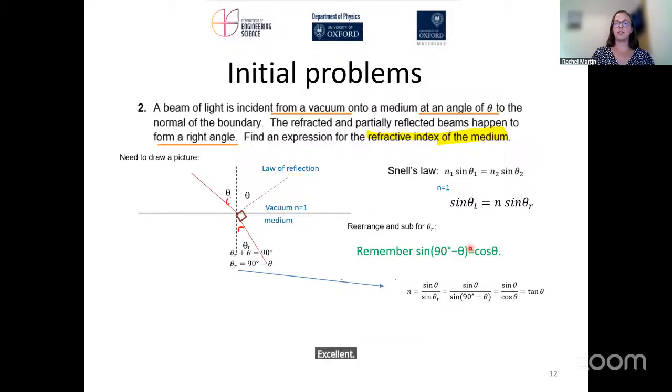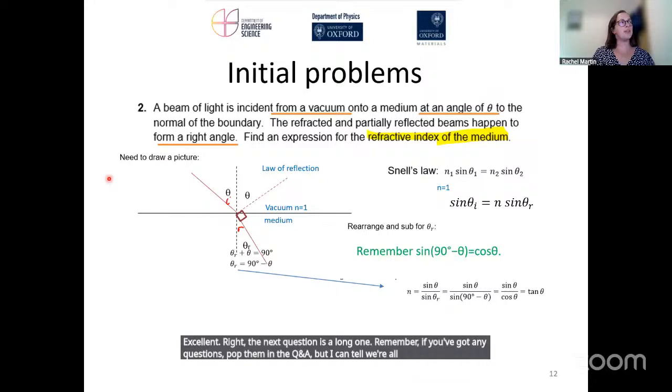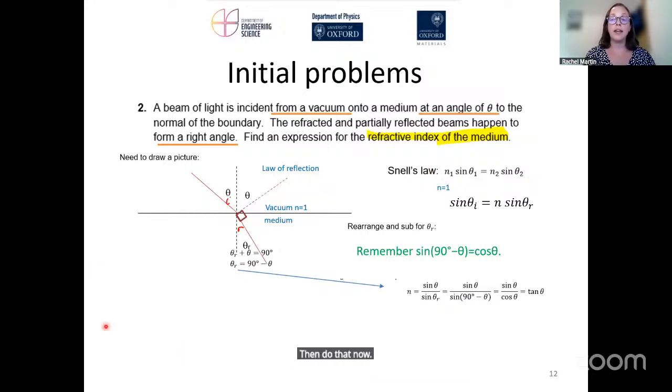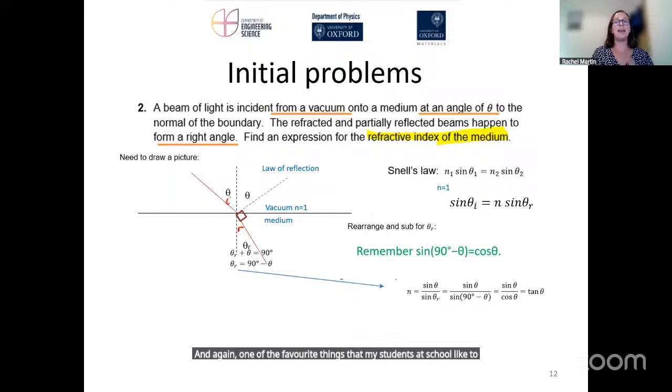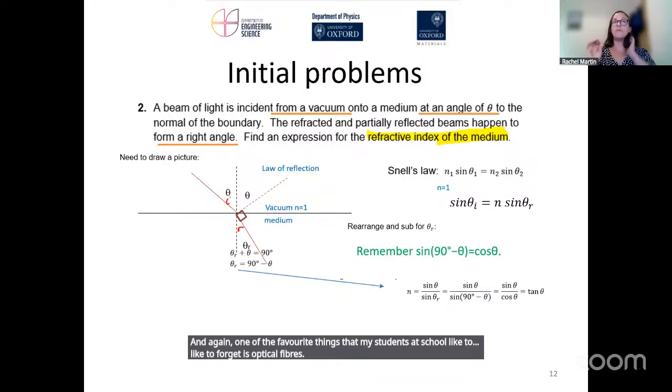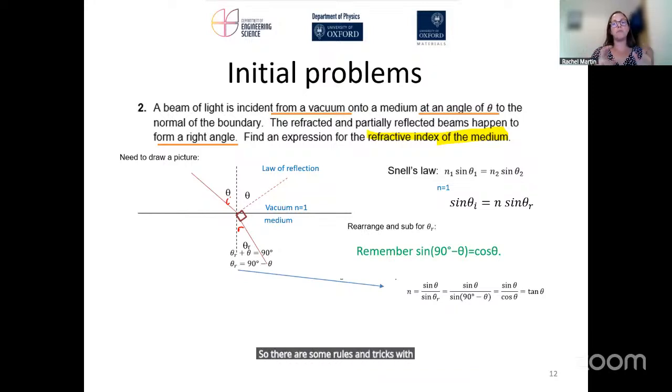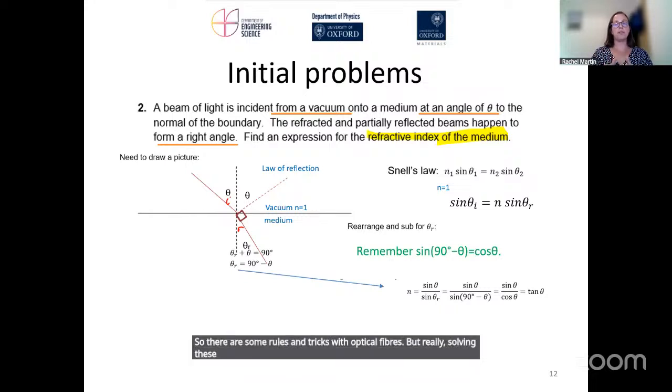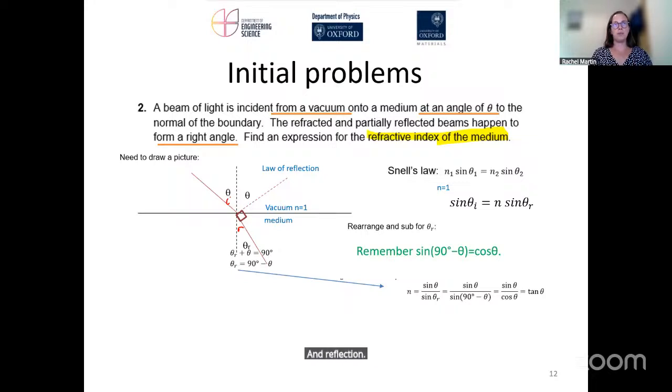Excellent. Right, the next question is a long one. Remember, if you've got any questions, pop them in the Q&A, but I can tell we're all realizing a few things tonight. And if you want to write down Snell's law, we're going to use that quite a few times in the session tonight, then do that now. The next question will be a little bit longer. And again, one of the favorite things that my students at school like to forget is optical fibers. So there are some rules and tricks with optical fibers, but really solving these problems is all linked to laws of refraction and reflection and remembering things about the critical angle. So I'm going to move on to that now.